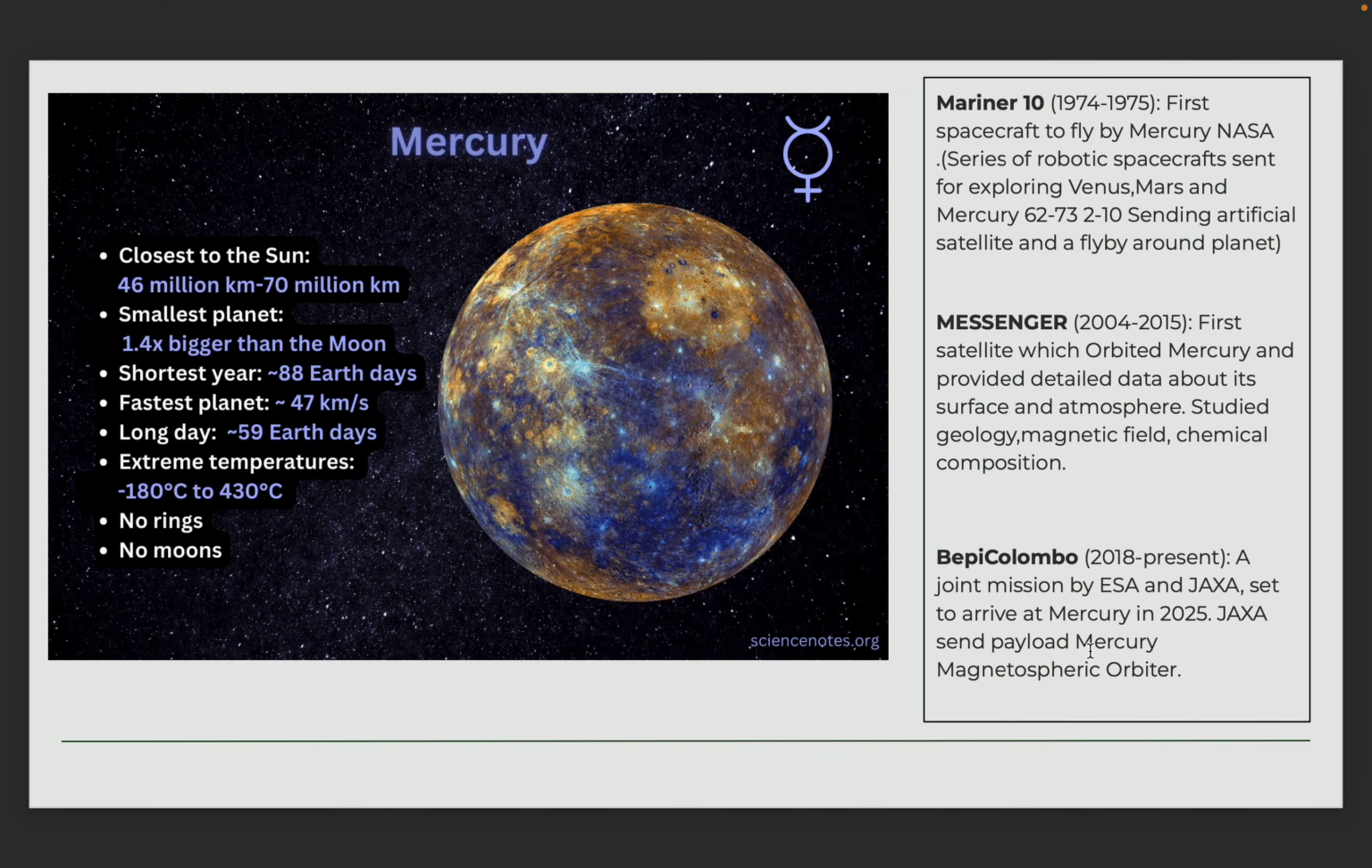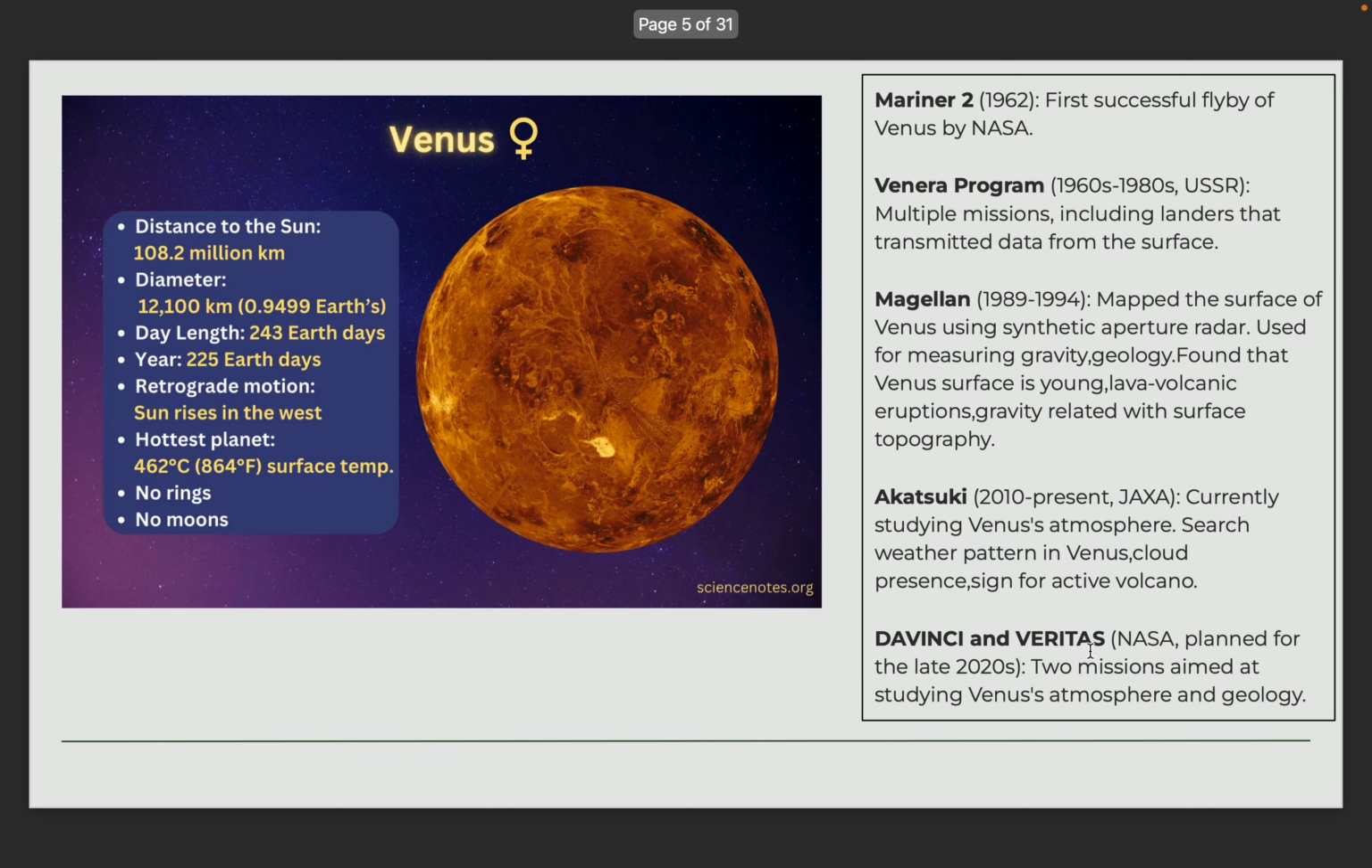There have been different space missions since 1960, such as the orbiter missions, which studied the geology and the atmosphere of both planets. Venus is the twin planet of Earth. It has some 12,000 kilometer diameter.